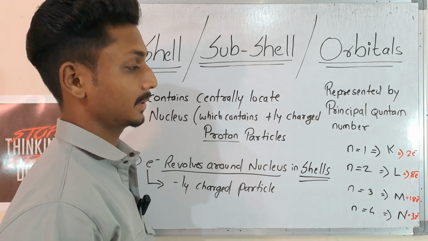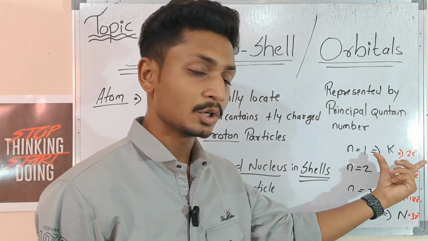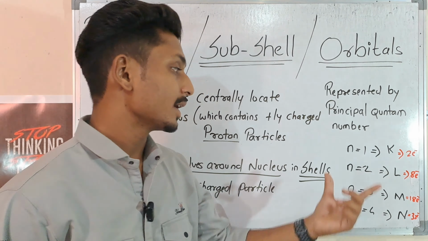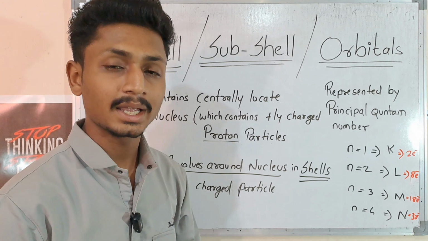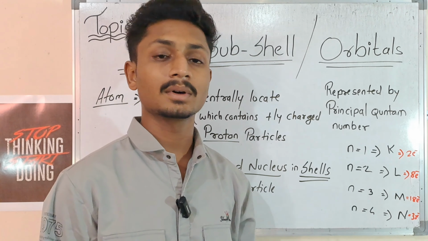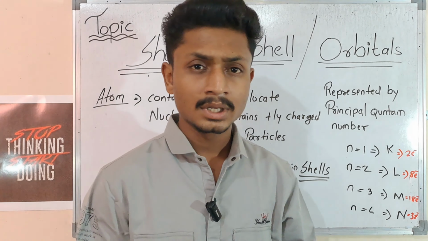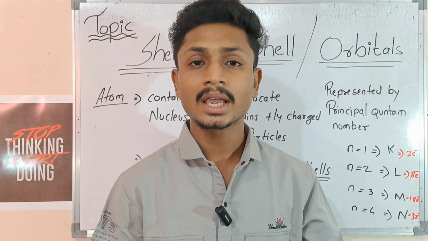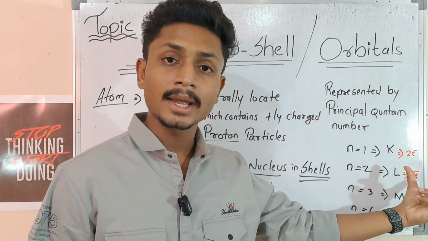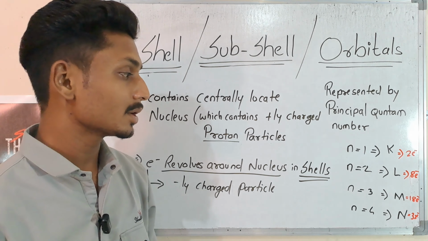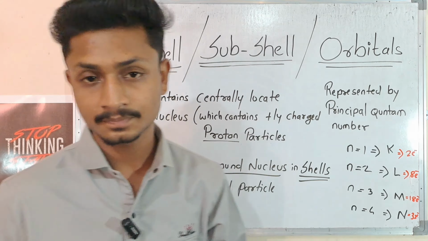Shells are represented by principal quantum number, which is 1, 2. 1 is represented by K, and 1 is energy level 1. Principal quantum number 2 represents second energy level, third energy level, and fourth energy level, which are represented by L, M, N. Shells and energy levels can occupy a certain number of electrons. K shell can occupy 2 electrons, L occupies 8 electrons, M occupies 18 electrons, and N occupies 32 electrons.